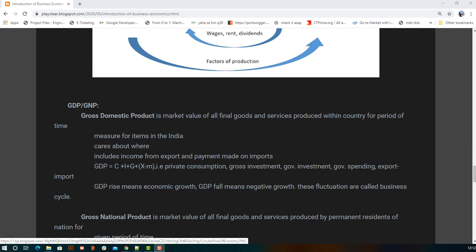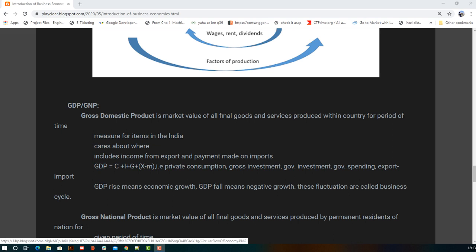Next we have GDP and GNP. In a single line we can find the difference between GDP and GNP. Gross domestic product is everything that is produced within the country for a specific period of time. So GDP is talking about the geographic area in which a particular item is produced or the service is provided. Now GNP can be considered as the goods or services provided by the citizens of any country across the globe. So GNP talks about citizenship, GDP talks about the geographic area.